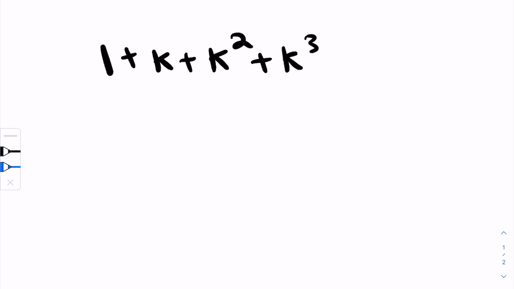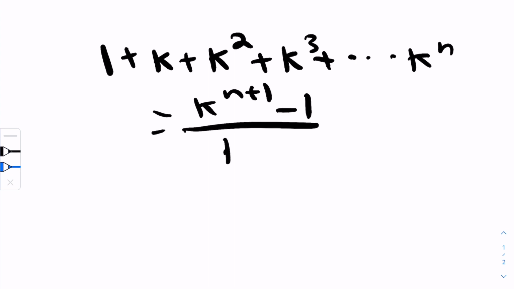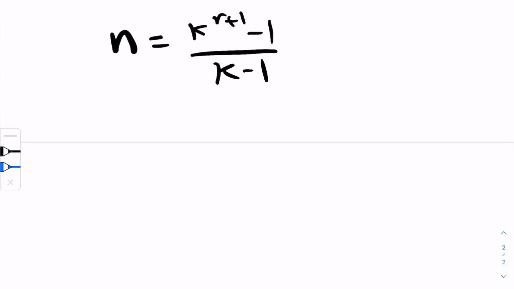Thus, for all k, all n that can be expressed as a graph on k can be expressed as 1 plus k plus k squared plus k cubed, and so on, all the way to k to the r. And this sum is equal to k to the r plus 1 minus 1 over k minus 1. Now we know n is equal to k to the r plus 1 minus 1 over k minus 1, or 1 plus k plus k squared, all the way to k to the r.